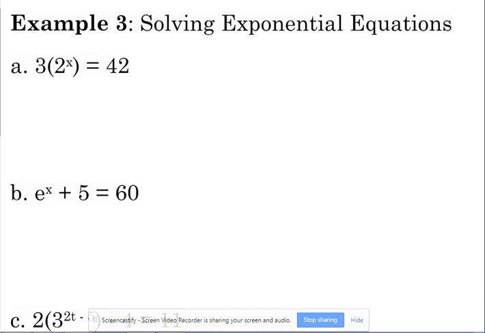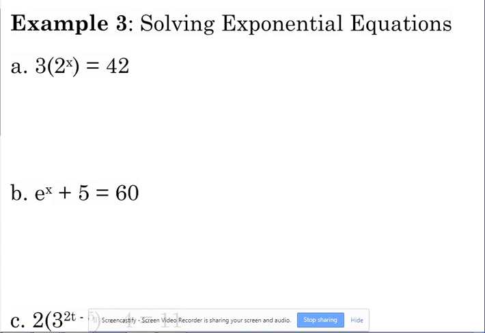Okay, so we've already solved some exponential equations. Our goal when we were faced with an exponential equation was to isolate the exponential expression and then write the two sides of the equation so they had the same base. So let's try and do that with example A here. We've got 3 times 2 to the x is equal to 42.